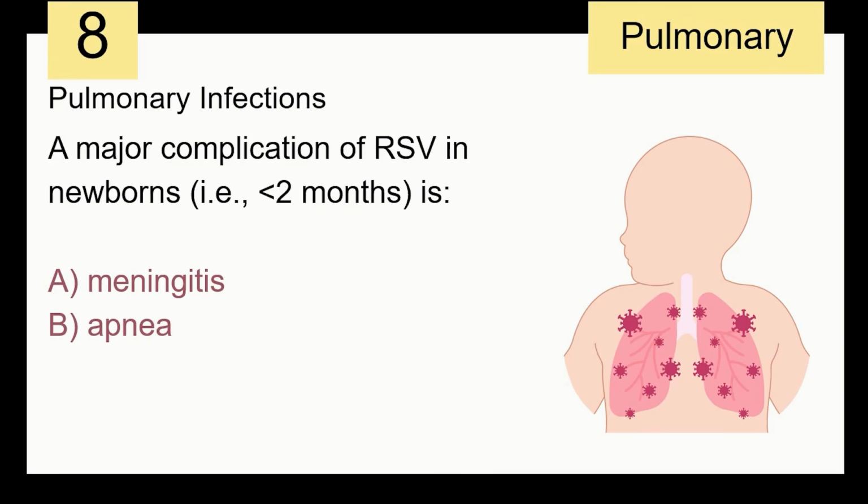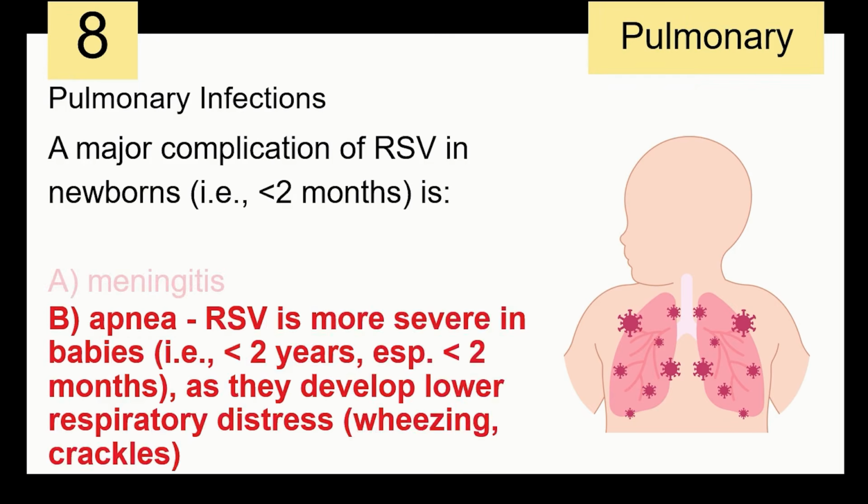All right, question 8. A major complication of RSV in newborns, that is less than 2 months, is, and the answer is apnea. Babies with RSV can get apnea. Now, it's not just babies, it's children and adults also, but it's more severe in babies, especially when they're less than 2 years old, and especially less than 2 months old, as their lungs are not fully developed. They can develop lower respiratory distress. And this is through the bronchiolitis, the inflammation of the small airways caused by RSV.